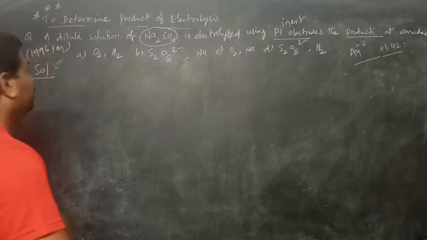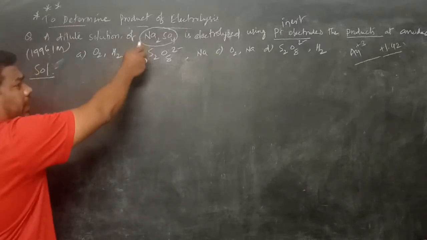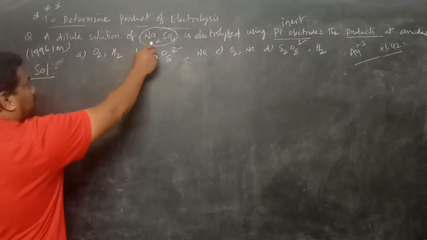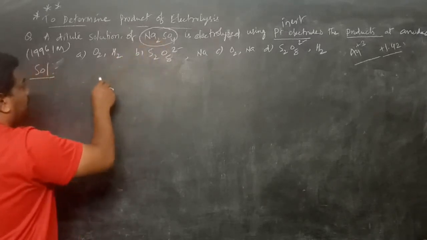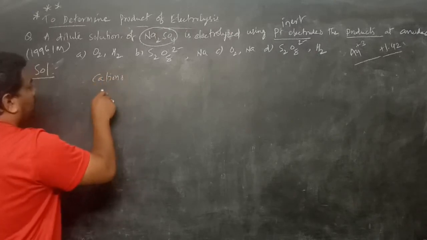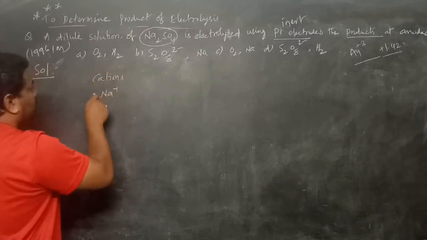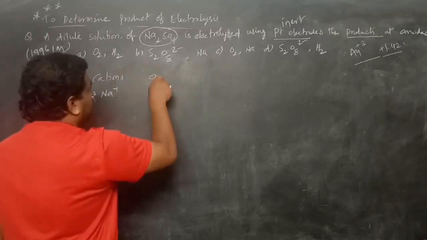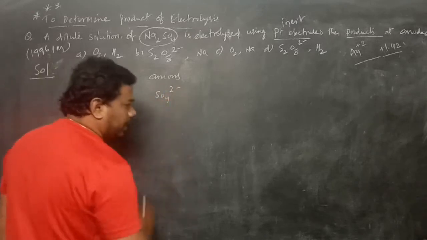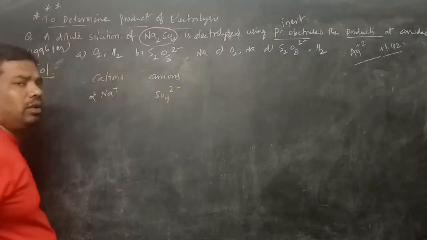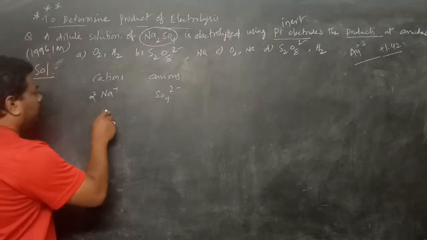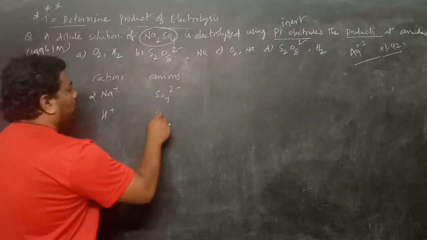So here we have two cations and two anions. The cations in this sodium sulfate solution are Na plus, and the anions are SO4 2 minus. So it is a dilute solution, meaning we are adding some water. So here the water is having H plus and OH minus ions.